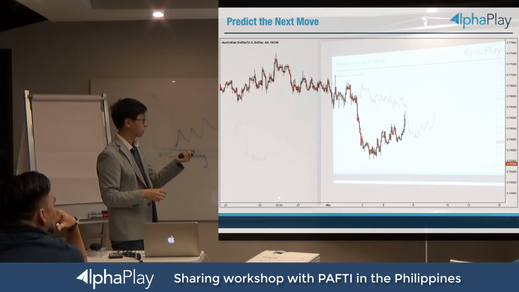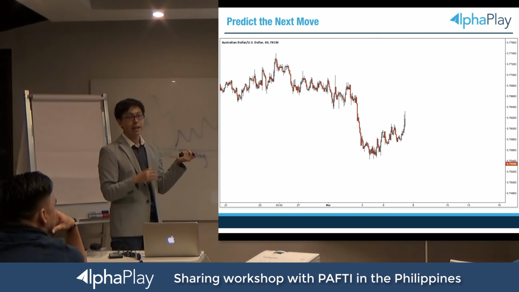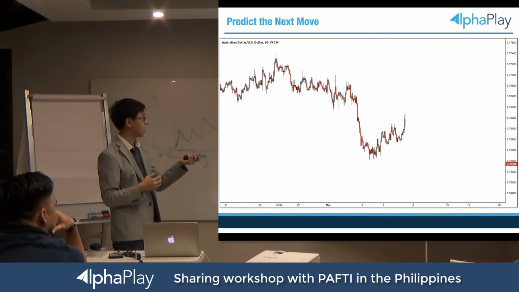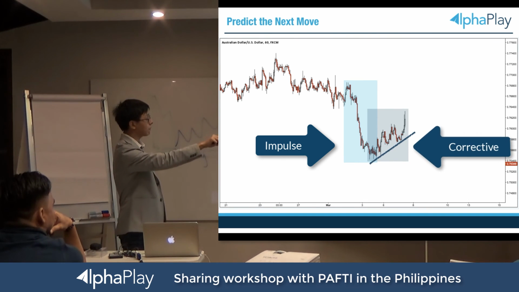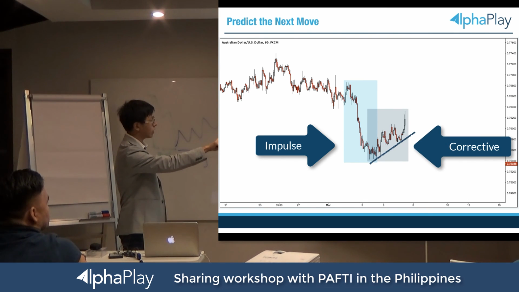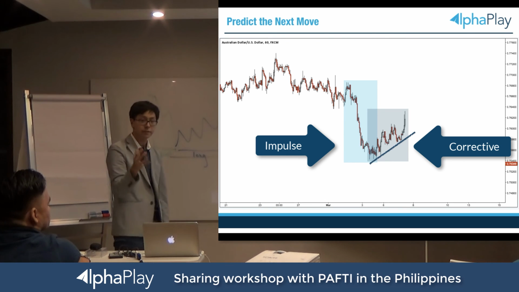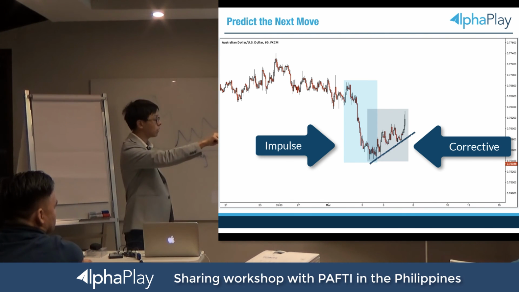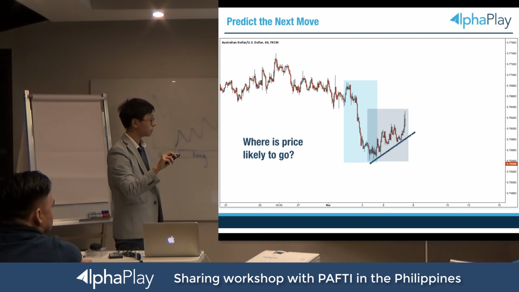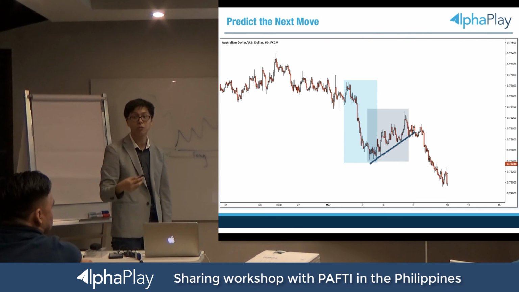Okay, this one. Where is it likely to go next? Because what you have here is, first, identify the impulse. Then you see this is a corrective move because it's moving up very slow. At this moment, the duration it took is relatively the same as the previous move, but the magnitude of this move is only half of the previous one. So that's why it's a correction of the previous one. And once this correction is done, it's going to move down. So you can see how price after that moves down.